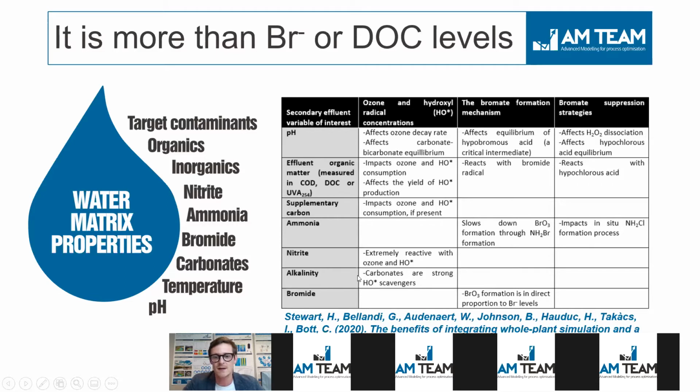Another example is alkalinity, which scavenges your radicals, right? Ammonia, for example, has a very big impact on bromate formation because it will scavenge part of your bromide to form monobromamine, actually. So these are all things you have to understand. You don't have to know them by heart. They're all included in the model, but there is a lot of things going on.